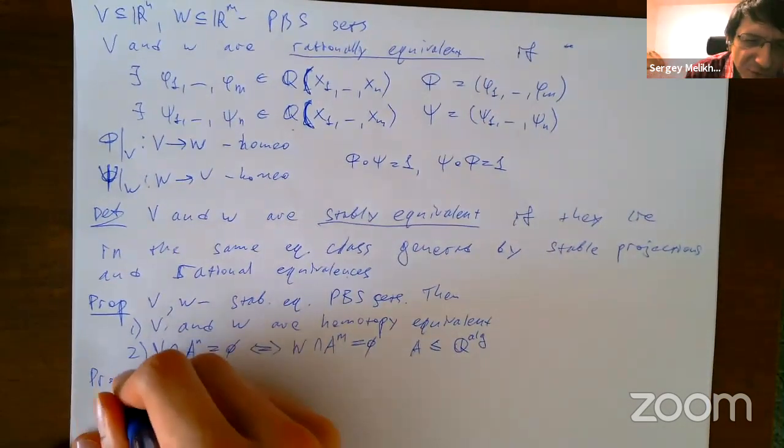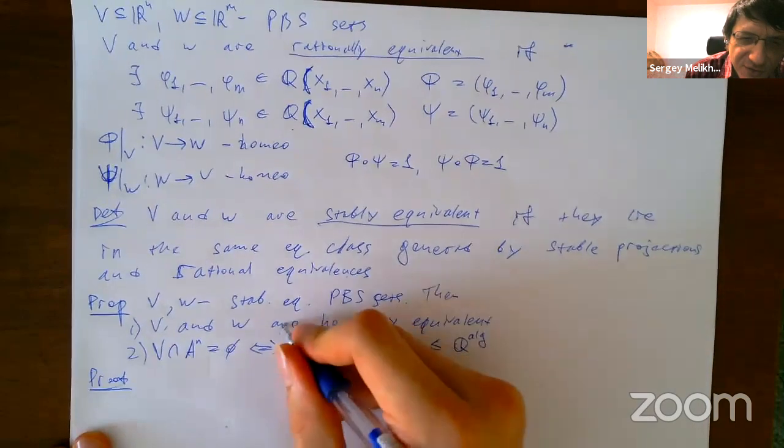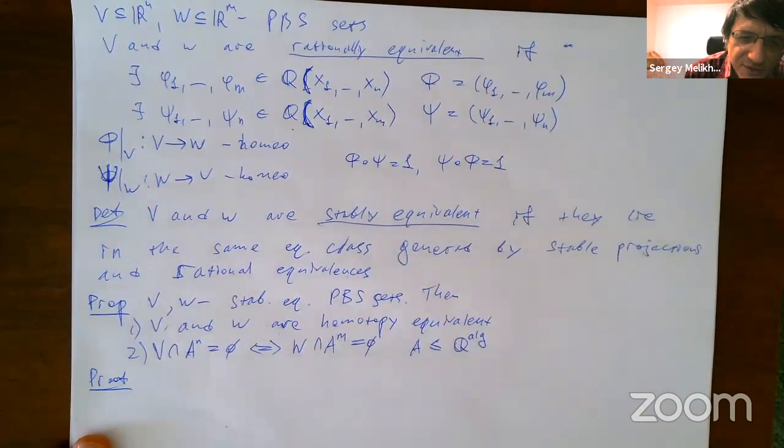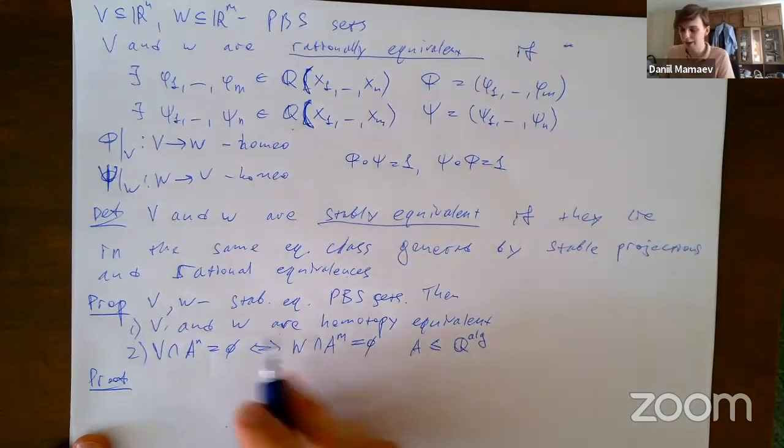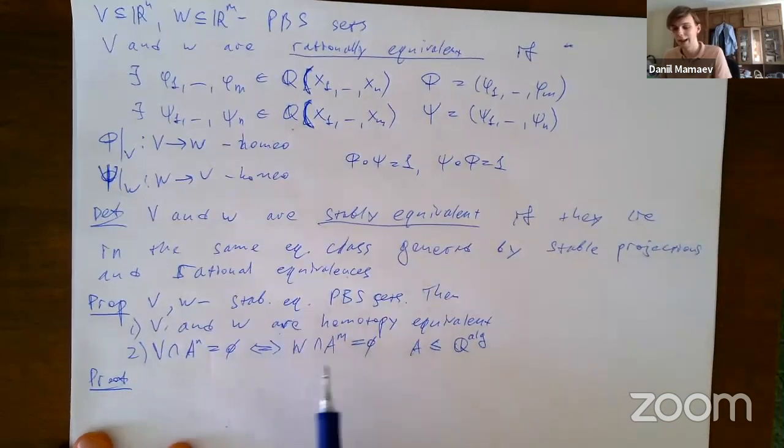Sorry, homotopy equivalent must be stably equivalent, yes? No, suppose they are stably equivalent. Then they are homotopy equivalent.